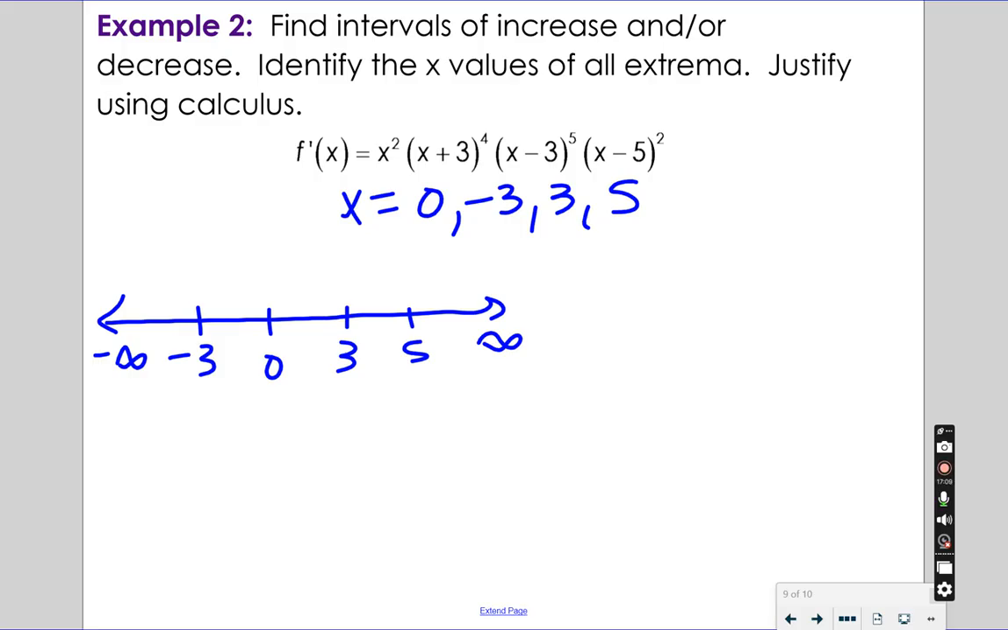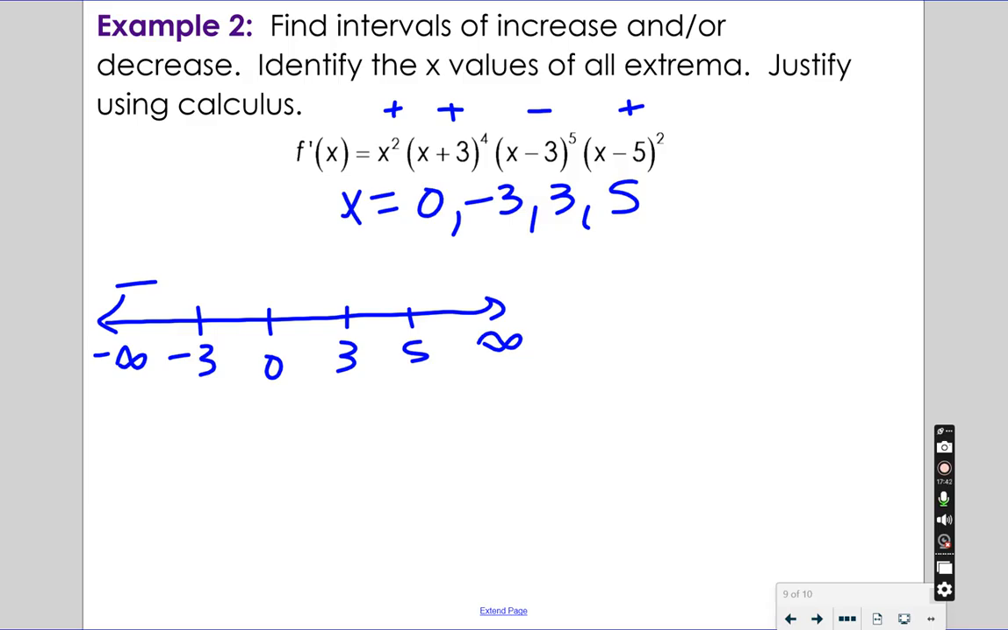All right, let's plug in something smaller than negative 3. How about negative 4? If I plug negative 4 into this, it's squared, so that's going to be a positive, right? Let's see, this one, negative 4 plus 3 to the 4th power, the even exponent will still make it positive. What about this one? That's going to be negative. What about the last one? Positive. So positive times negative times positive. What do we have? Negative.